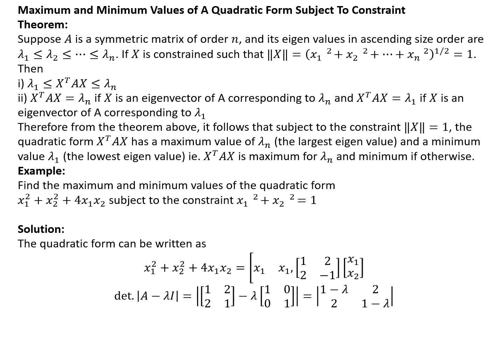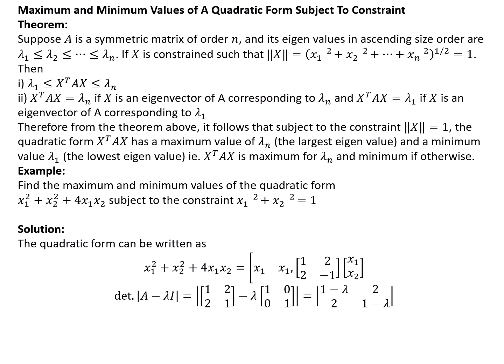So next one, we are looking at the maximum and minimum values of a quadratic form subject to a constraint. You want to find the minimum and the maximum value of a quadratic form that is subjected to a constraint value. Let's look at this theorem before we solve an example.